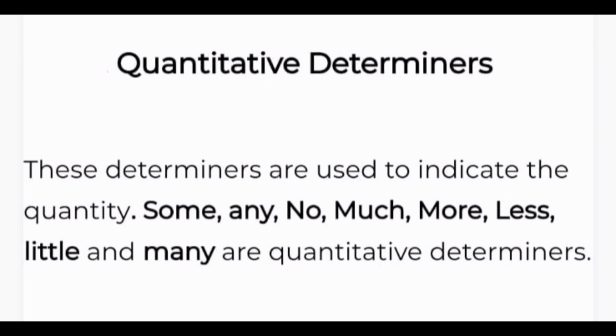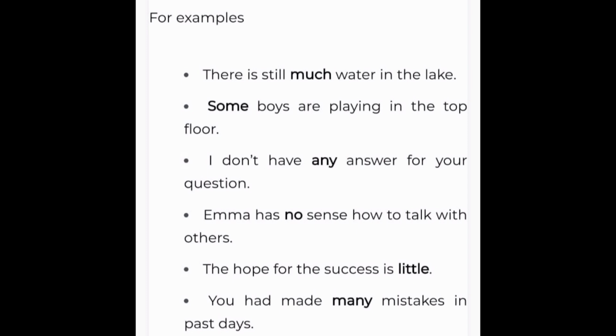Next comes quantitative determiners, determiners of quantity. These determiners are used to indicate the quantity, like some, any, no, much, more, less, little and many. These determiners are known as quantitative determiners. Now look at some examples, you can understand it. There is still much water in the lake. Some boys are playing on the top floor. I don't have any answer for your question. Emma has no sense of how to talk with others. The hope for success is little. You had made many mistakes in the past days. So the determiners here are much, some, any, no, little and many. Clear?